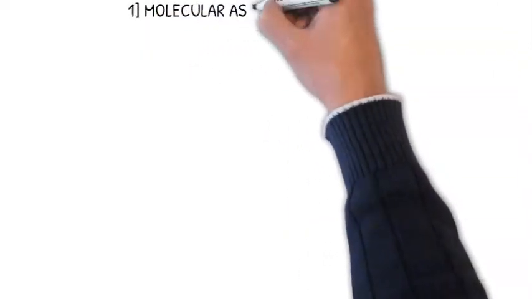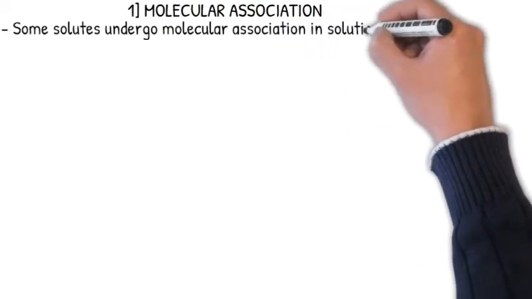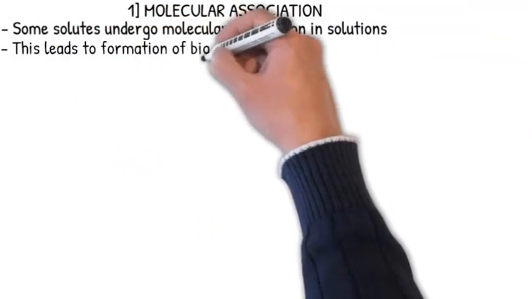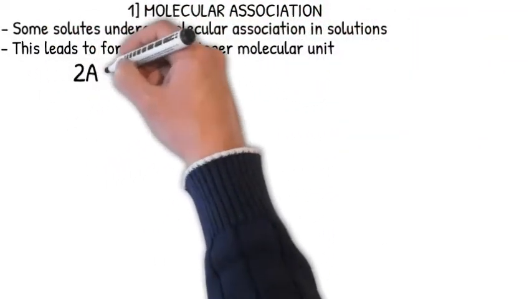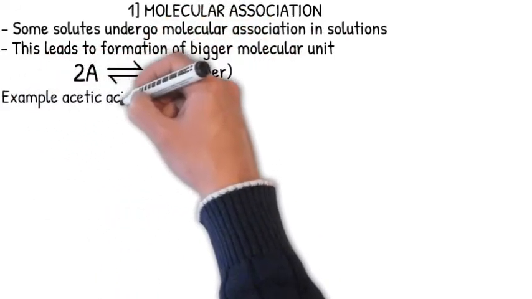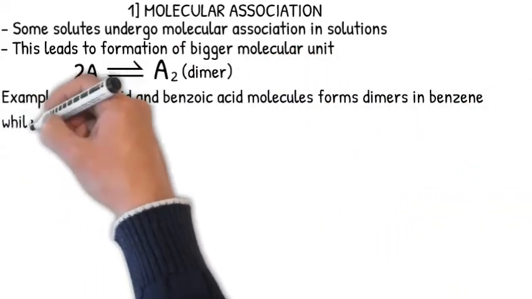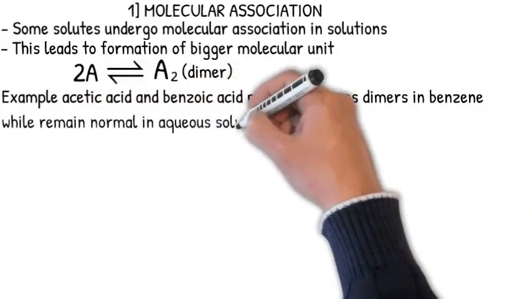Number 1, molecular association. Some solutes undergo molecular association in solutions. This leads to the formation of bigger molecular units. 2A associates to form A2 molecule. Example: acetic acid and benzoic acid molecules form dimers in benzene while remaining normal in aqueous solution.